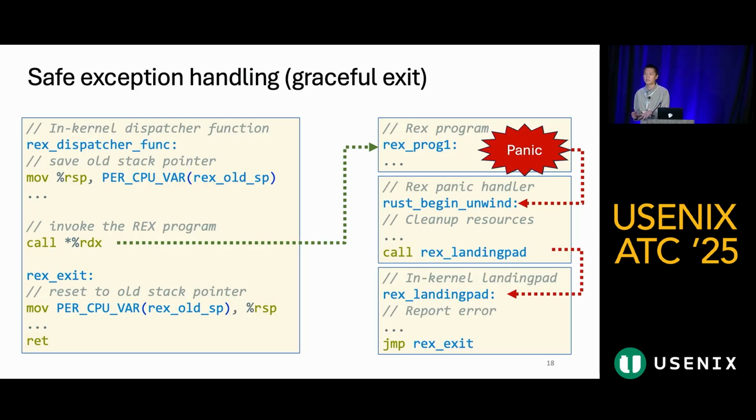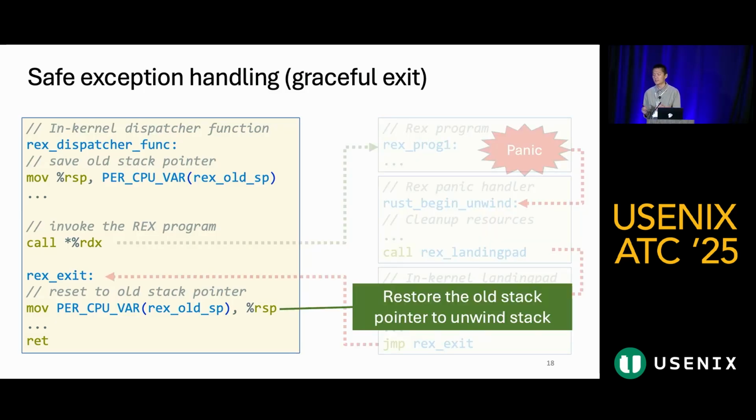The in-kernel landing pad will report this error to the kernel console and then jump back to the Rex exit label inside the in-kernel dispatcher function. At this point, the dispatcher function will just restore the old stack pointer, which will effectively unwind the stack and make the execution as if it had returned from the program correctly.